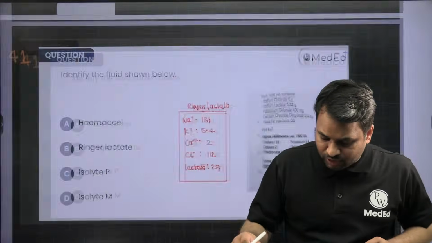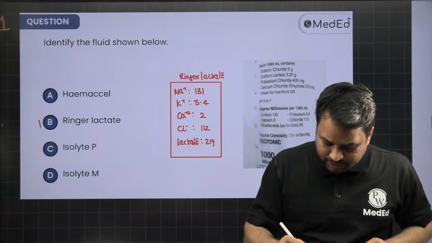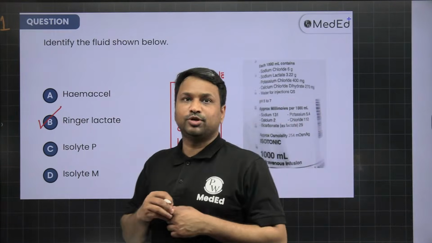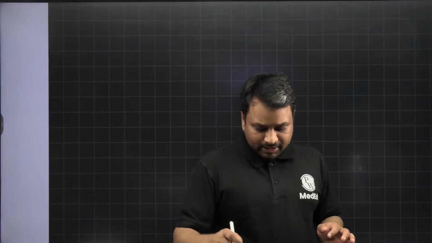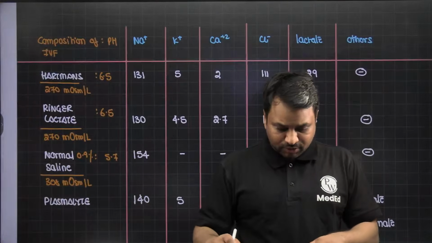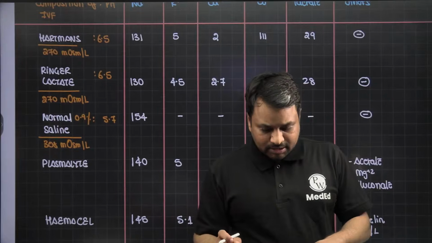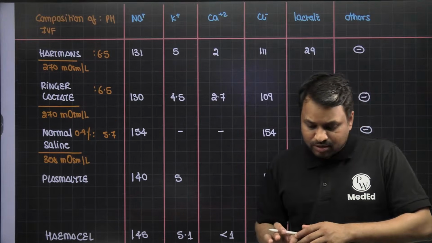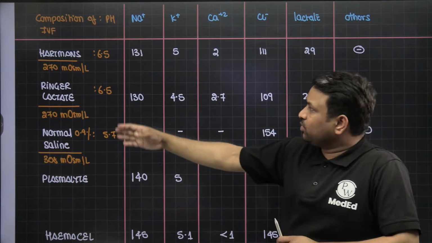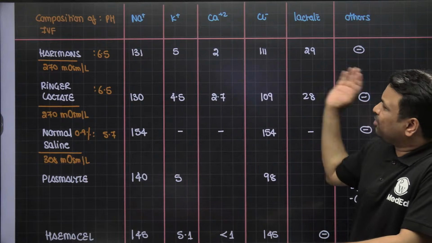This is the composition of Ringer lactate. So answer here is going to be B for Bombay. It is going to be B for Bombay. When we look at the other ones for the sake of comparison, this is the difference that you can see here. So Ringer lactate or Hartmann's are almost the same. The only thing that is going to be differentiated is a little bit of parameters.